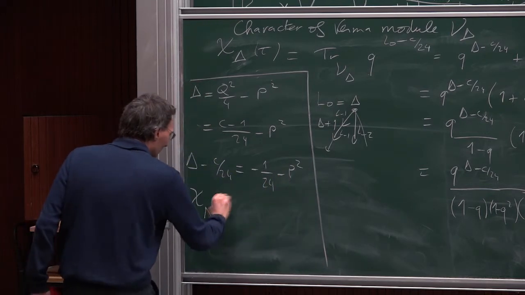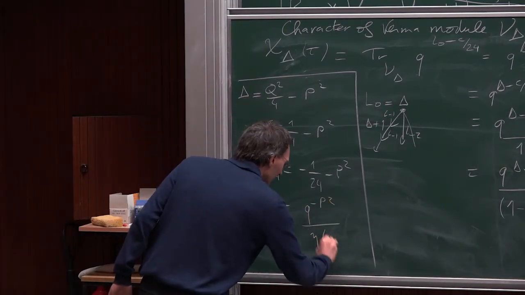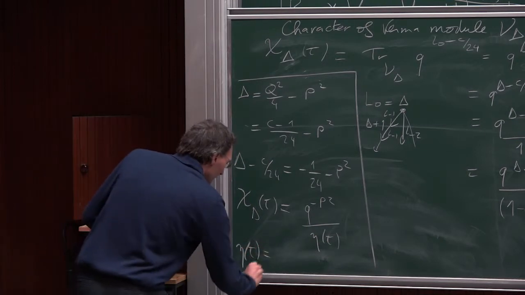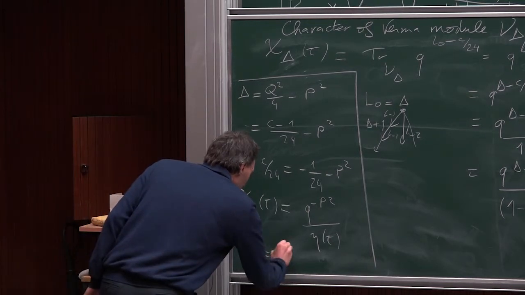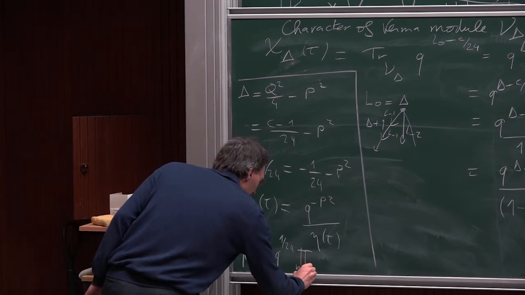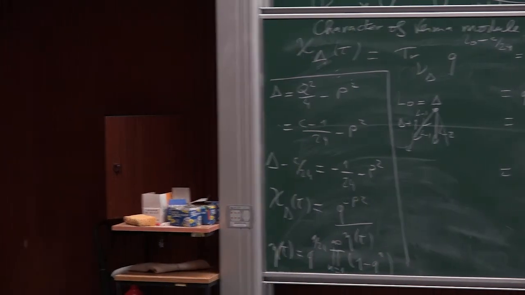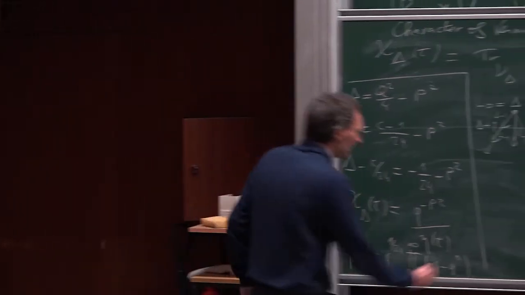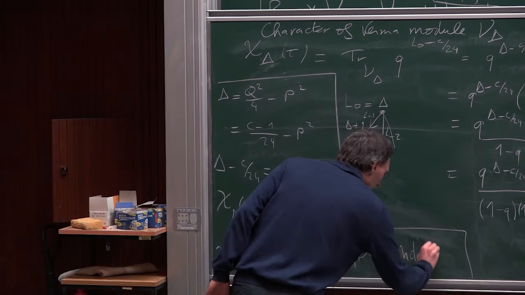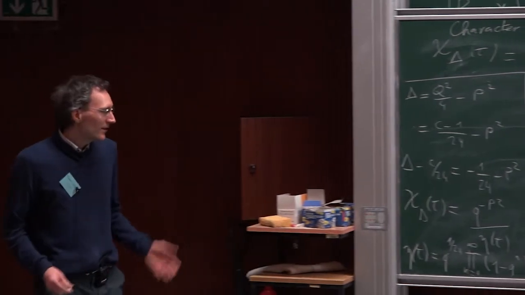So the character chi delta of tau is q to the minus p squared over eta of tau, where eta is the Dedekind eta function. It is just q to the 1 over 24 product n equals 1 to infinity of 1 minus q to the n. So let me write its name here. The Dedekind eta function. So I'm almost done here.